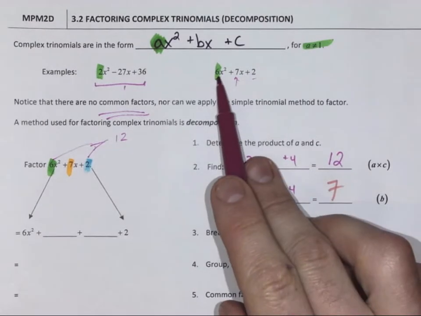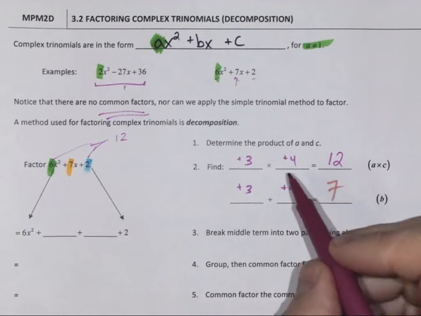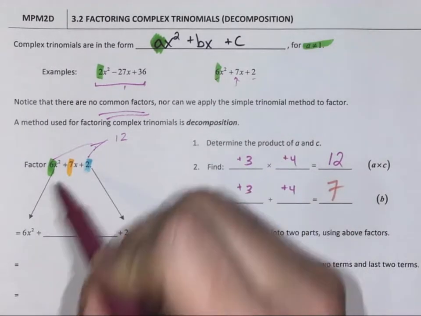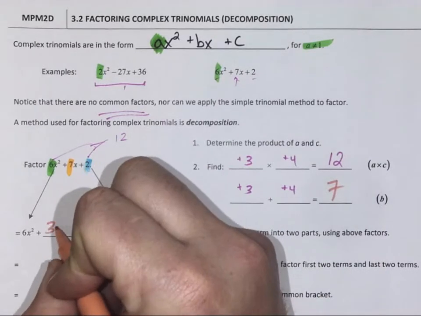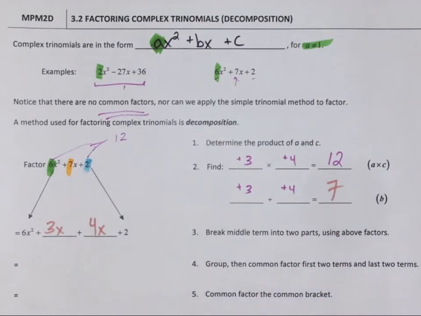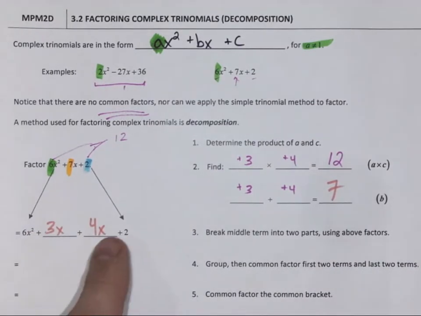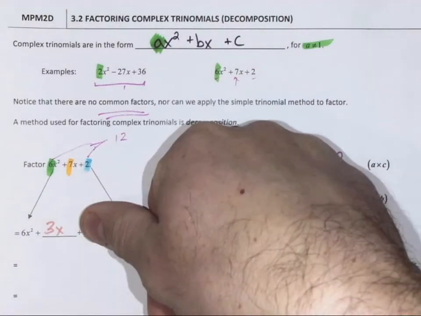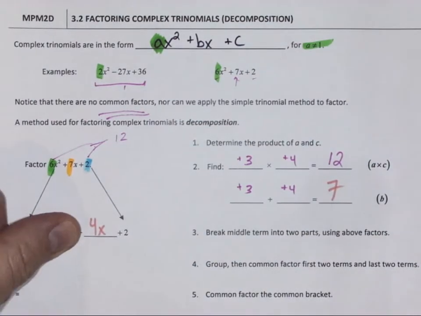Before, when we had simple trinomials, those magic numbers would go right in the brackets. Now we're breaking down that middle 7x into 3x and 4x, and it's plus 4x because that's positive. Now we've made a trinomial into a polynomial of 4 terms: 1, 2, 3, 4. Now we are going to find a common factor for the first two terms, and a common factor for the second two terms.